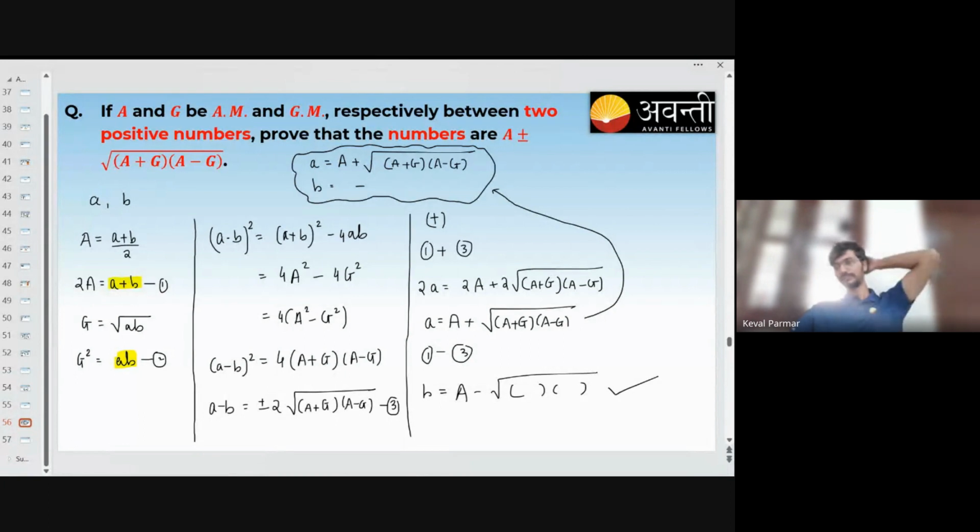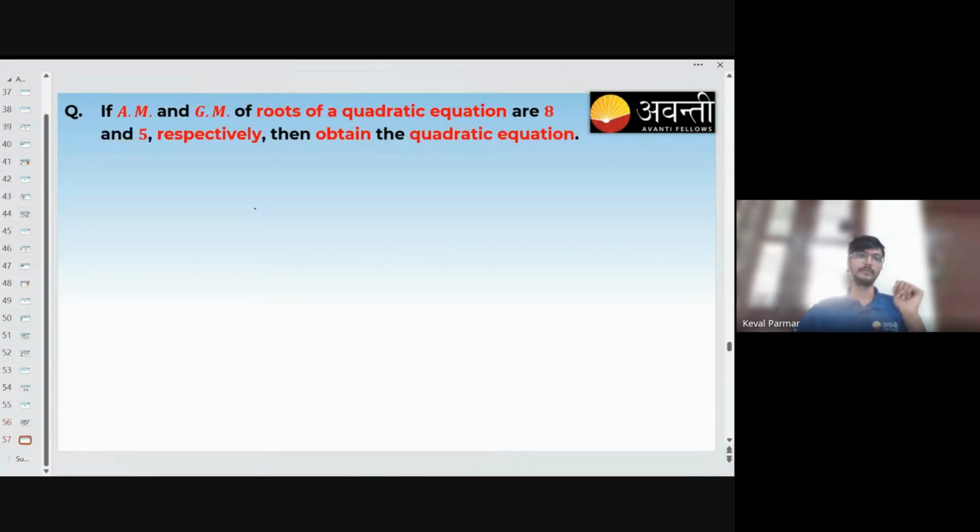Correct? So this is the NCERT question. If it is fine, give me a thumbs up, and we'll move on to the next question. All good till here, guys? Okay, super. Let's see the next question.